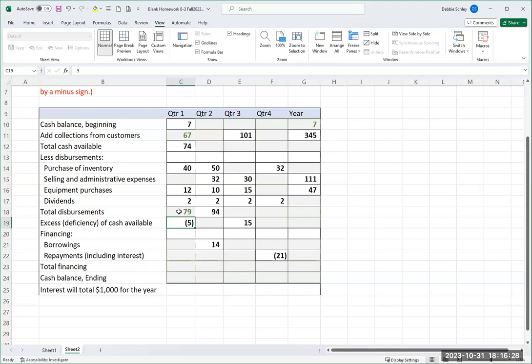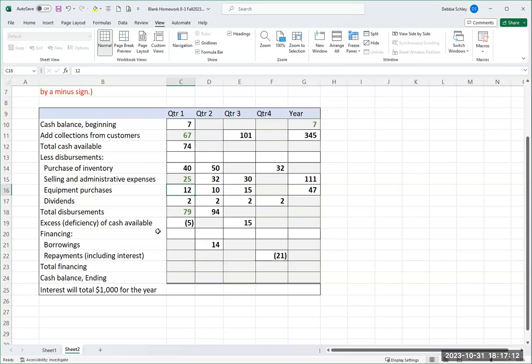Okay, now that I know my total disbursements, I can figure out what this selling and administrative expense is, because I know all these expenses added together equals my total disbursement. So if I just do a little bit of reverse, where I take total disbursements minus purchase of inventory, minus equipment purchases, minus dividends, what's left over has to be my selling and administrative expenses. And then you can double check your numbers by adding all 4 of these numbers together and see if you come up with your total disbursement number.